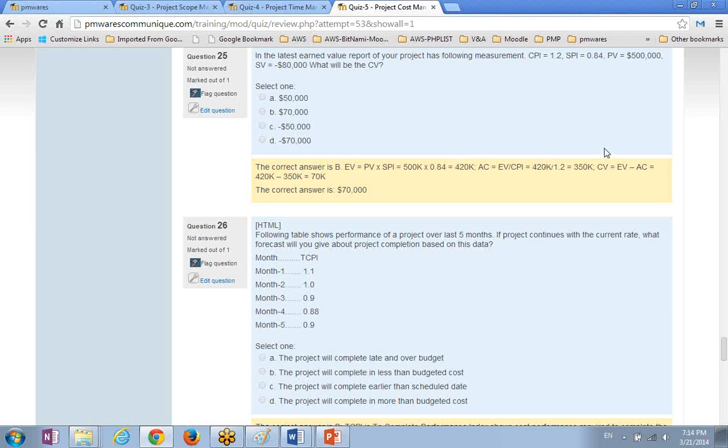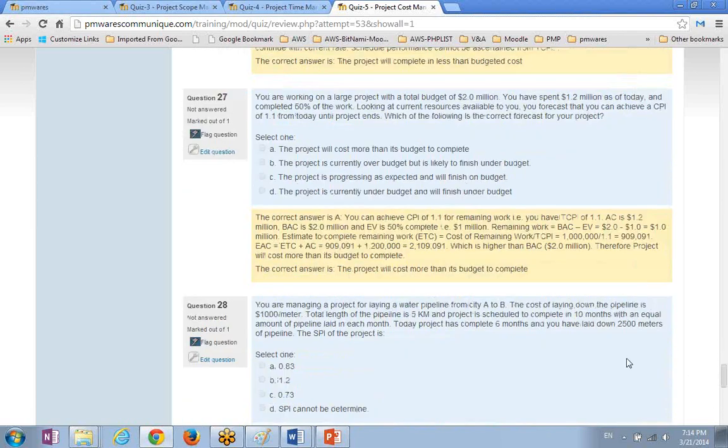Vivek, in fact, the next one also, if you could help me on that. Okay, great. 27. You are working on a large project with a total budget of $2 million. You have spent 1.2 million as of today and completed 50% of the work. Looking at current resources available to you, you forecast that you can achieve a CPI of 1.1 from today until the project ends. Which of the following is the correct forecast for the project?